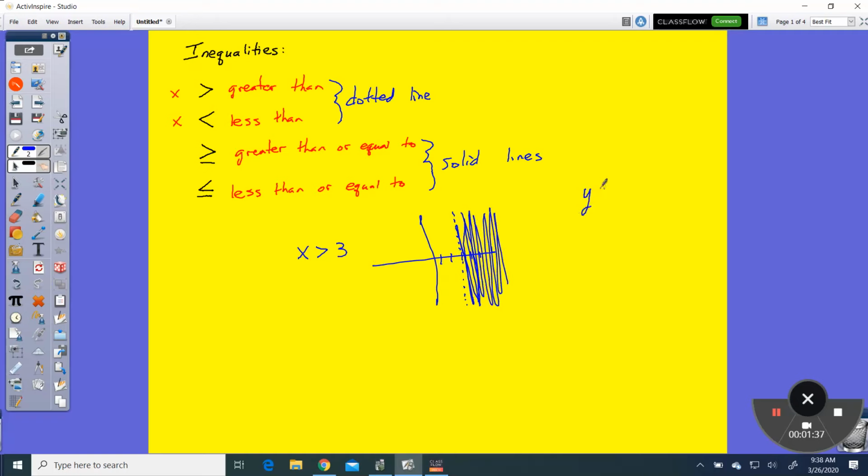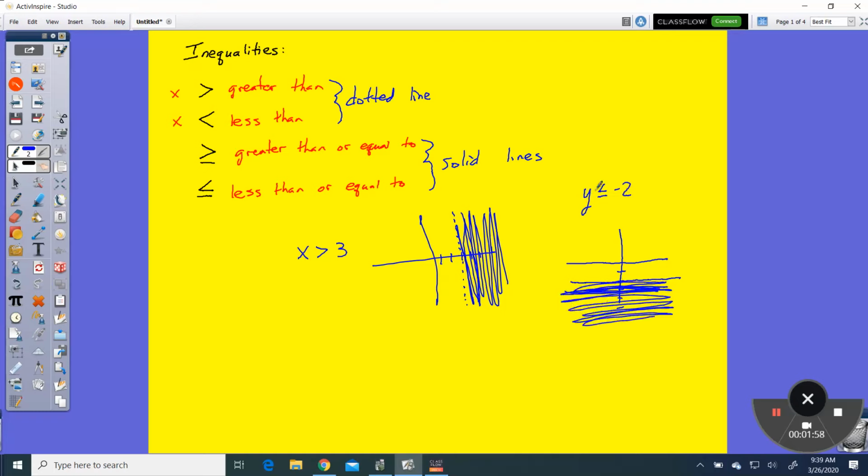So if I have like y is less than or equal to negative 2, so negative 2 is down here, that's going to be a solid line. And less than negative 2, well, that would be negative 3, negative 4, negative 5. So it's all of this stuff shaded down here.